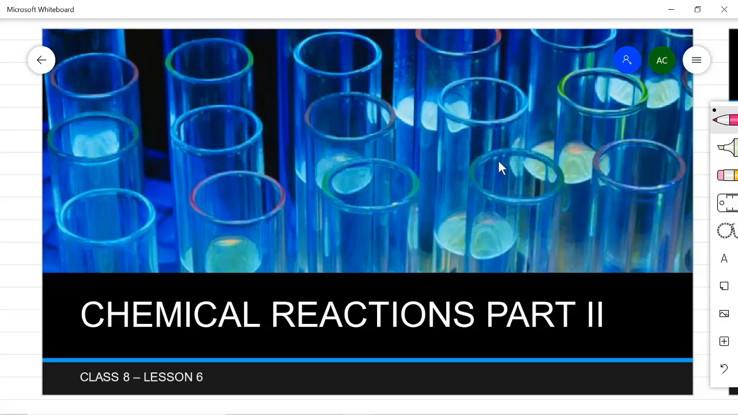To start from where we left off in the last lecture, we covered the characteristics of chemical reactions, where we studied how evolution of gas, change in color, formation of precipitate, change of state and change in energy can be seen during a chemical reaction. Now in this second part, we will look at the conditions which are necessary for chemical reactions.